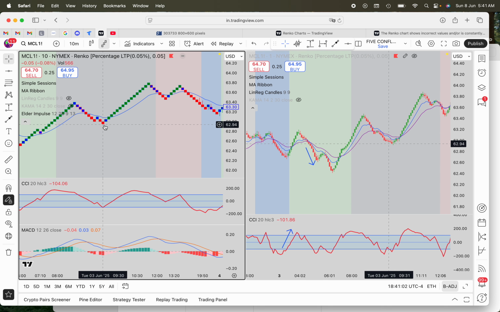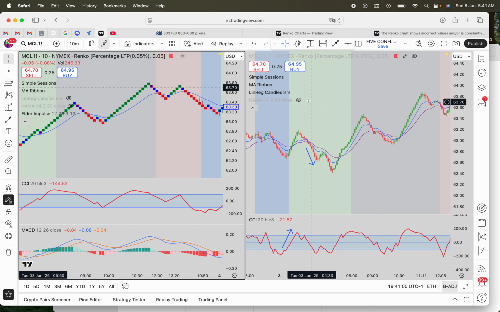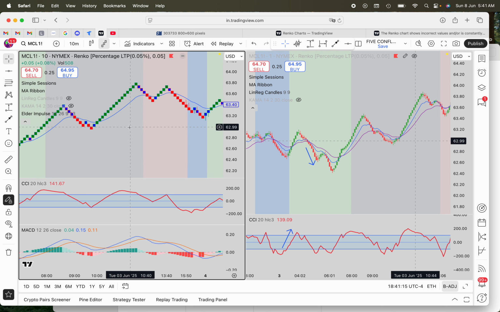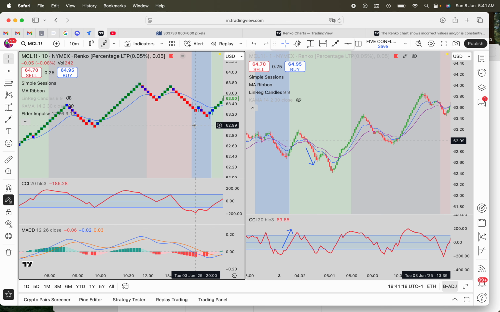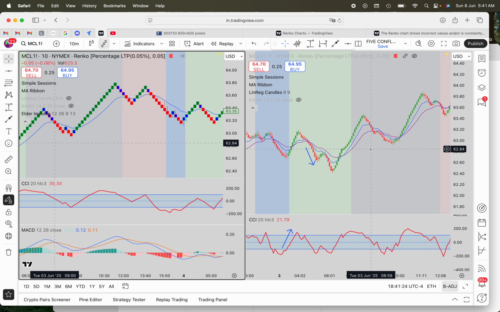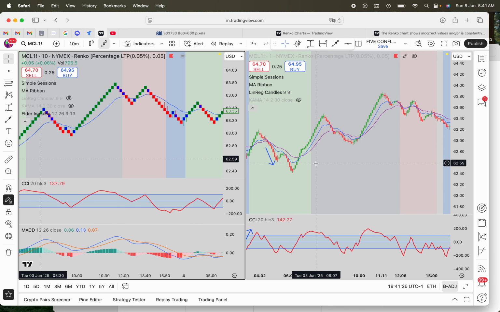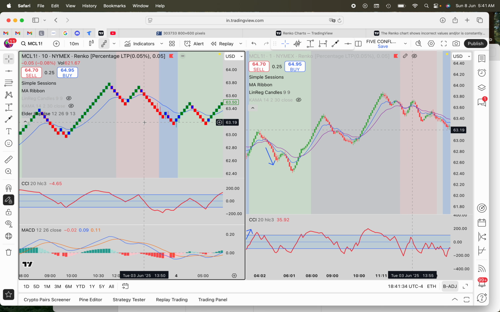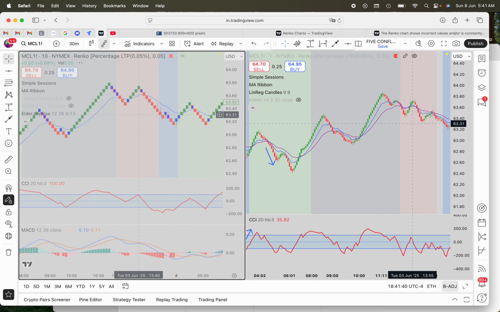You might be asking, can I put this Elder Impulse onto this right-hand side? No, you can't, because of the linear red candles. For some reason, it won't take it. So we're trying to filter out some of the noise, and this is another way of filtering out stuff by using this larger time frame Renko of a 10-minute chart. You could use a 5-minute chart if you wanted to. You could use a 30. You could use whatever. Just go a 30-minute. See what happens.